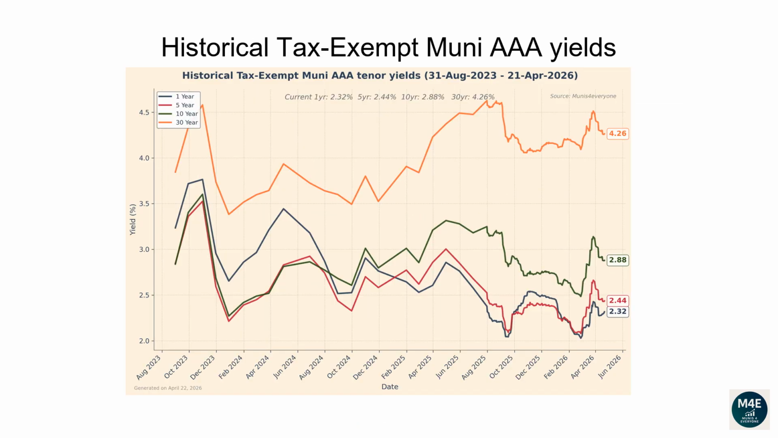This line plot and the next plot show how each tenor of the muni yield curve has changed over time. From the 31st of August 2023 to the 21st of April 2026, the 1-year yield has dropped from 3.24 to 2.32. The 5-year yield has dropped from 2.85 to 2.44. The 10-year yield has increased from 2.84 to 2.88. The 30-year yield has increased from 3.85 to 4.26.